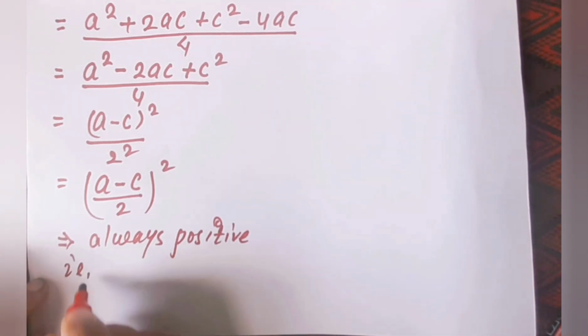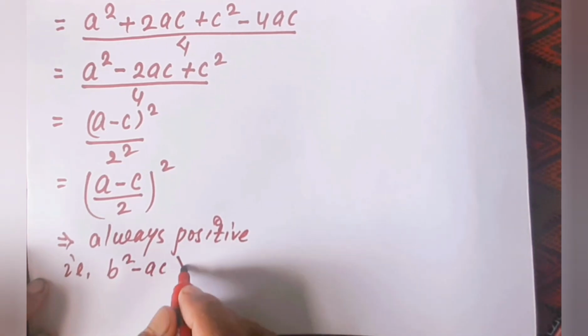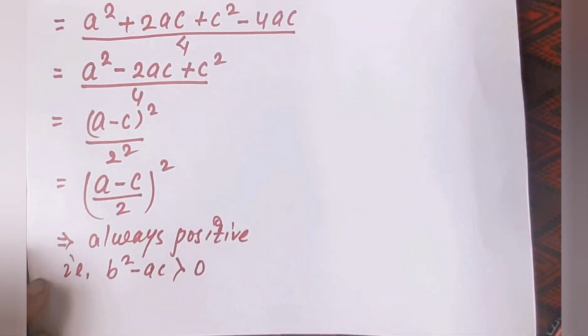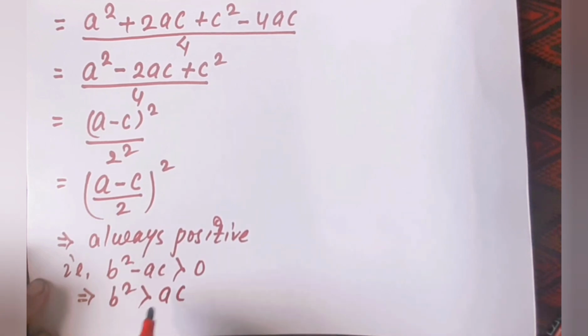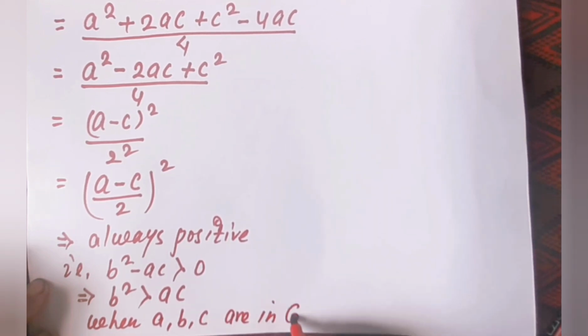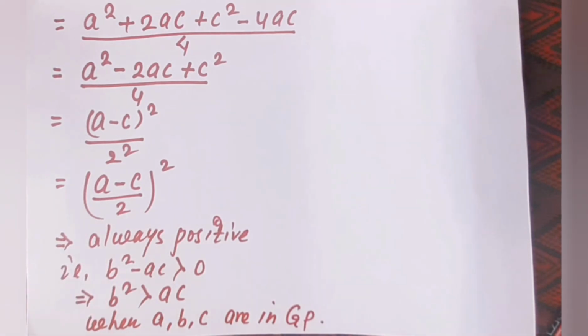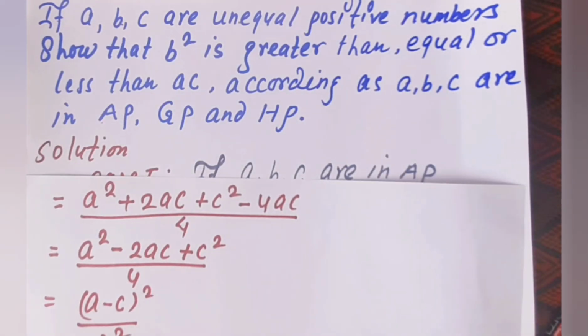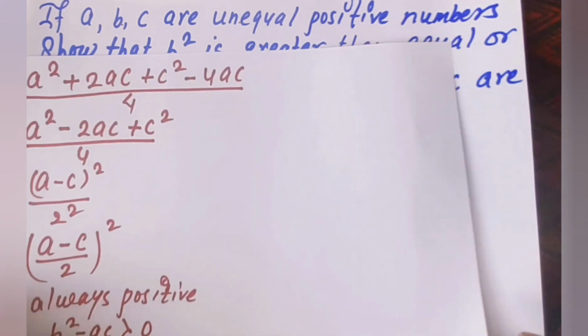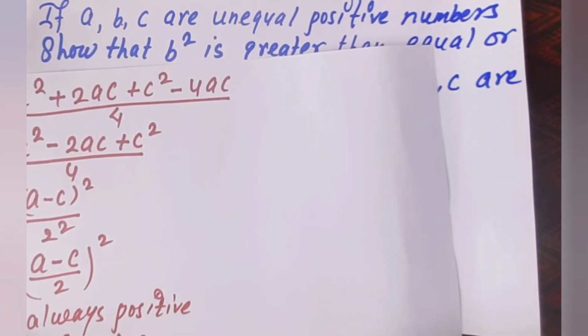So this we can write: B square minus AC is greater than 0. Greater than 0 means positive number. This we can write: B square is greater than AC. So we can write this when A, B, C are in AP. Now another condition is given, and we have to prove this: B square is greater than or equal for this, so we have another condition.